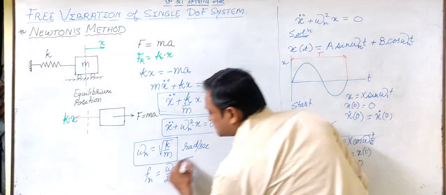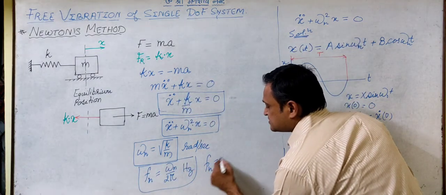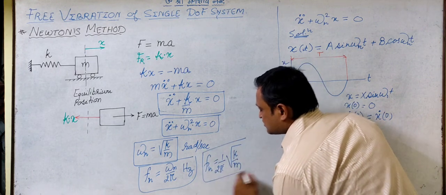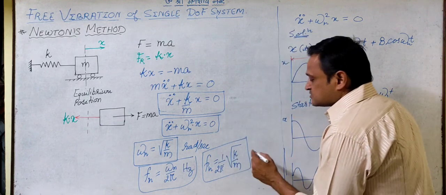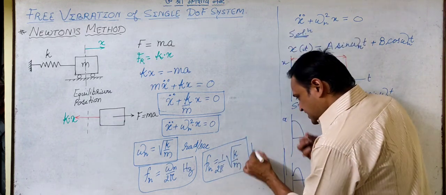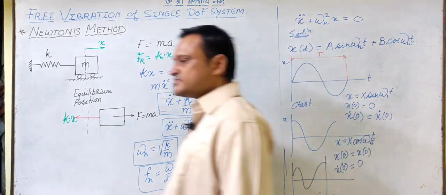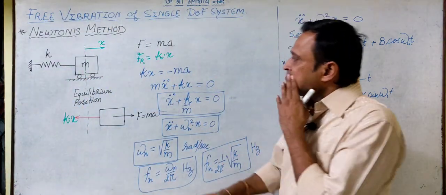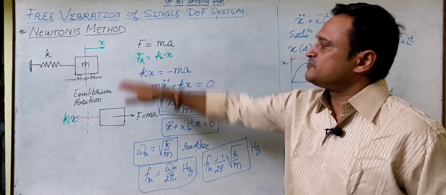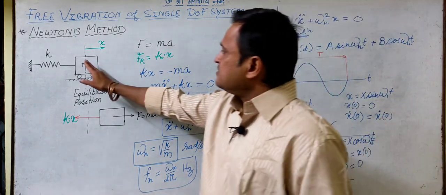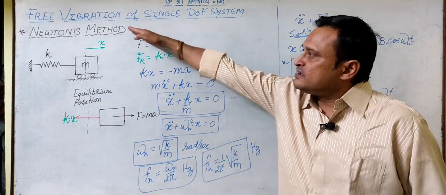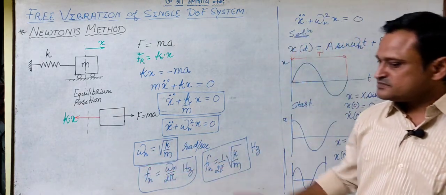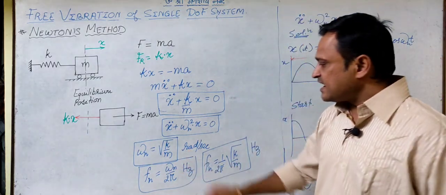So we will get the natural frequency as 1 upon 2 pi under root of k by m, in terms of cycles per unit time, that is in hertz, right? So this is what we are trying to find out. That is what we have seen in this type of system. When we approach with Newton's method, we get the equation for the natural frequency as this.